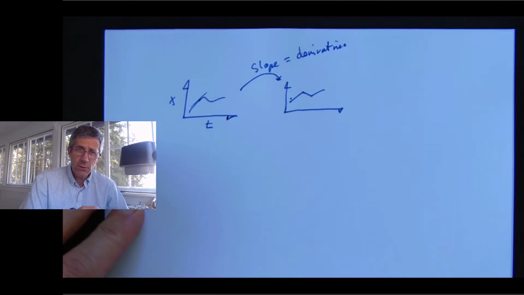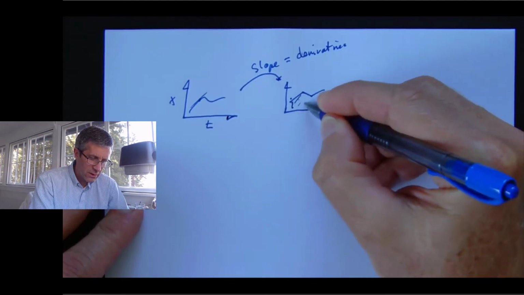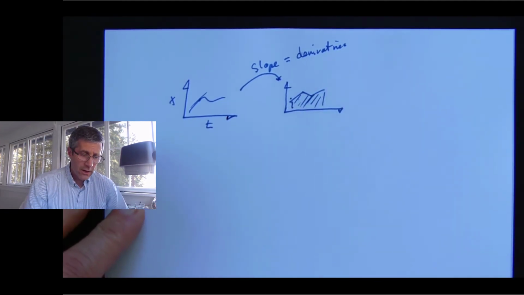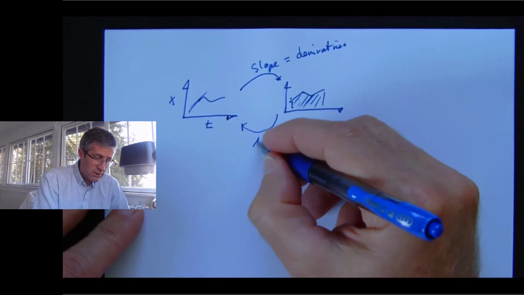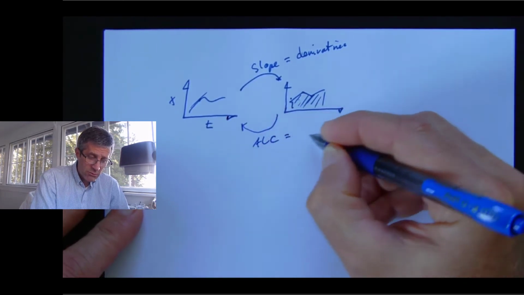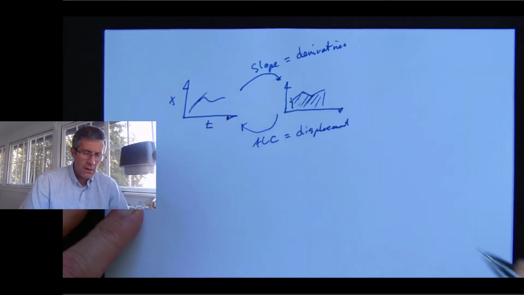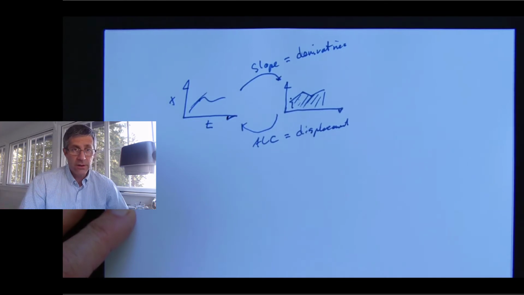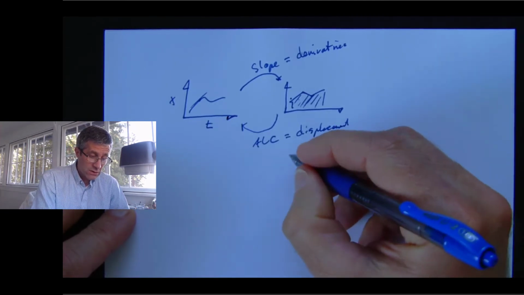The other thing that we've done with the graphs is that we can look at the area under the curve here, and that area under the curve will tell us the displacement. And this is what integrals are doing. Integrals are a fancy way of calculating the area under a curve, and it's going to be doing the same thing. So this is going to be my integral.